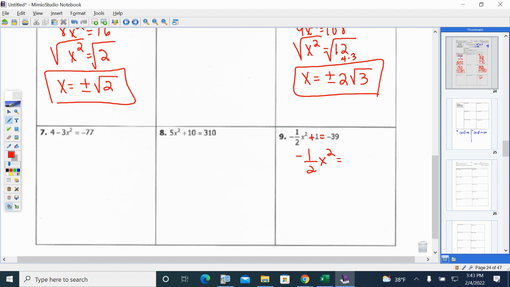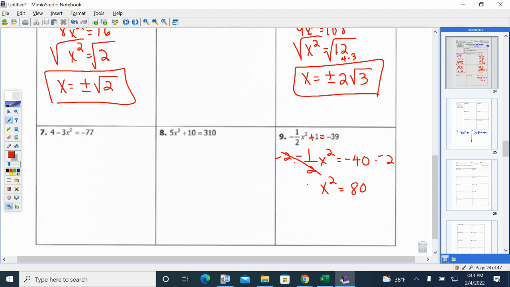Negative 39 minus 1 is negative 40. And then to get the x squared term by itself, you can look at it like you're dividing both sides by negative 1/2. I'm going to multiply both sides by negative 2. Negative times negative is a positive. The 2's cancel, and I have x squared. Multiply the other side by the negative 2, and I get 80.